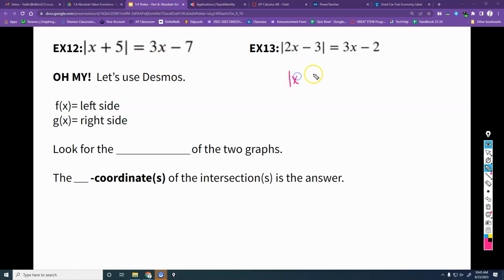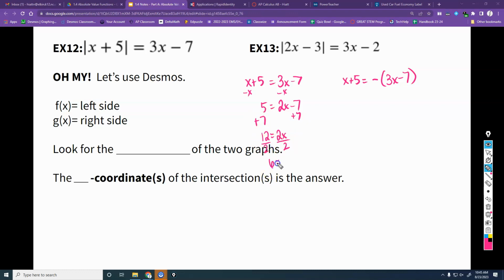You got to do absolute value of x plus 5, or well, not absolute value. To do your two equations, you've got to do x plus 5 equals 3x minus 7, and then you got to do x plus 5 equals negative 3x minus 7. It's not that bad. I just feel like we're going to mess it up, so we're going to do it the other way. But so then I would subtract the x. 5 equals 2x minus 7. I'd add my 7. 12 equals 2x. I'd divide by 2. 6 is x.